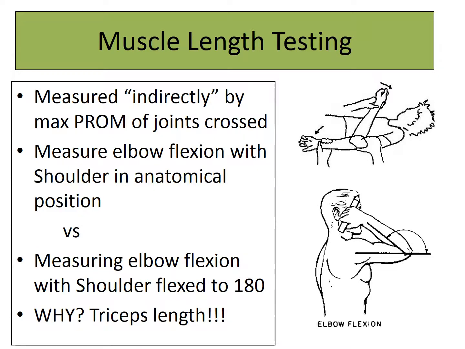But if we were to have our patient, say, stand up, and actually the picture is a little bit incorrect. If we had the shoulder flexed to 180 degrees and then had our patient flex the elbow, would you expect to see the same range of motion? Well, maybe yes or no, but what muscle length are we testing? Yes, we are looking at the triceps because the triceps will cross both joints. We have similar muscle length testing for the quadriceps and the hamstring, and we will be reviewing these in lab.